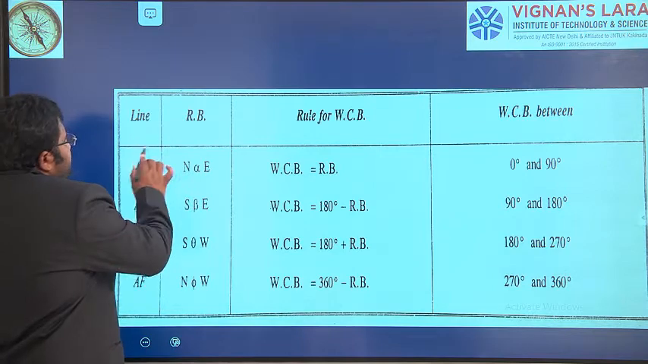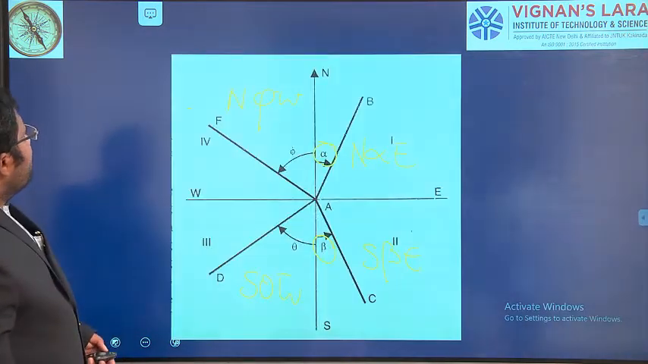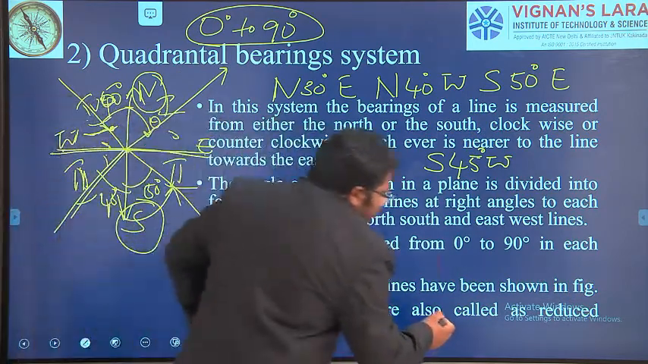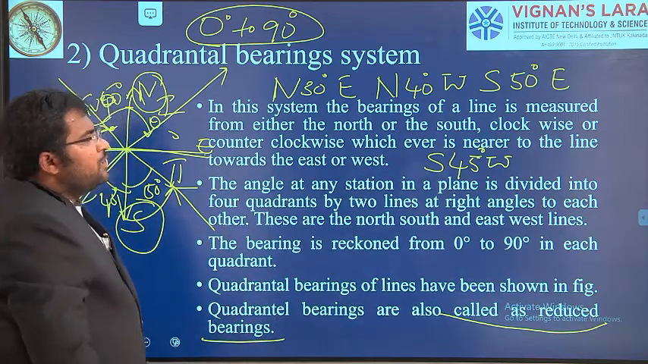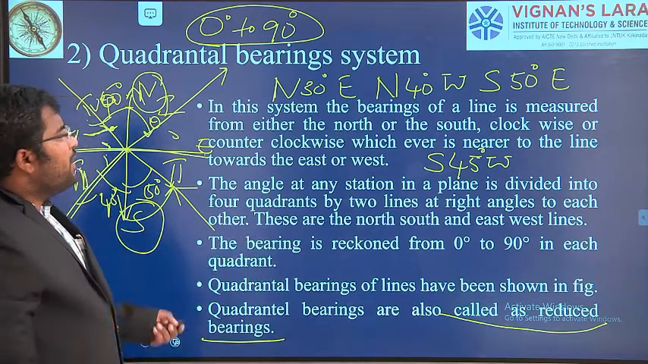So now this is the reduced bearing. We call the quadrantal bearing system the reduced bearing system. Why is it reduced? Instead of 360, we are using only 90 degrees now. That's why.